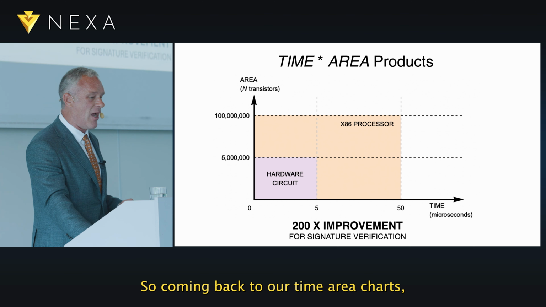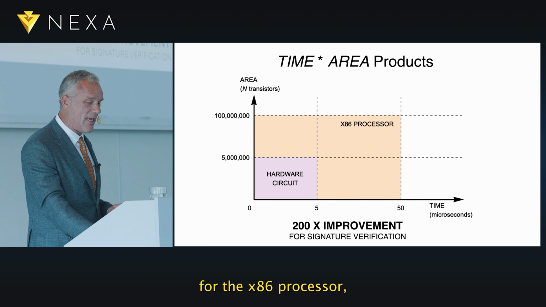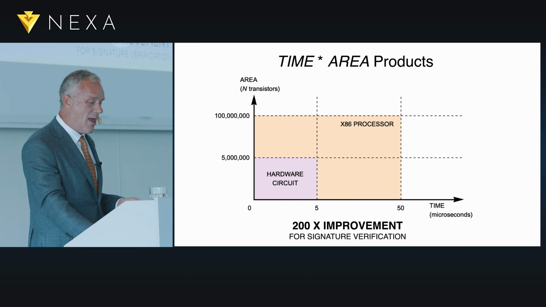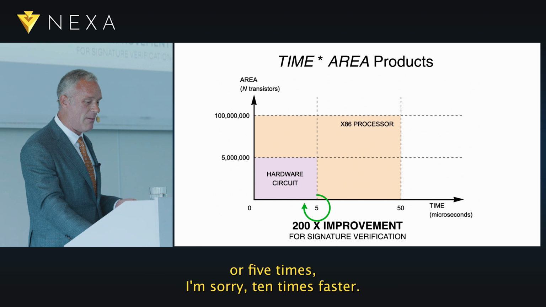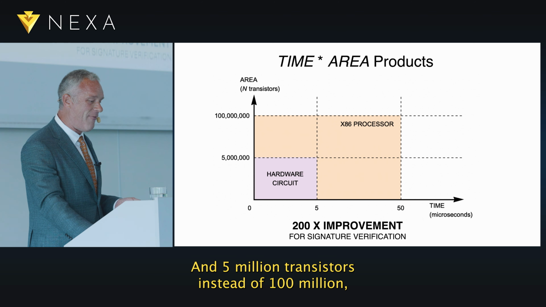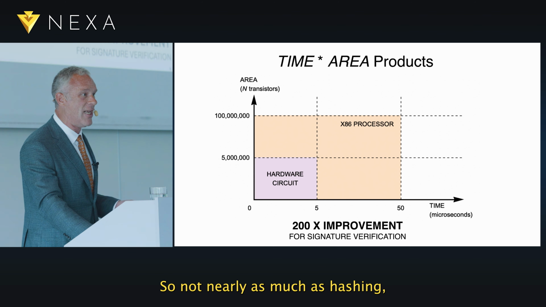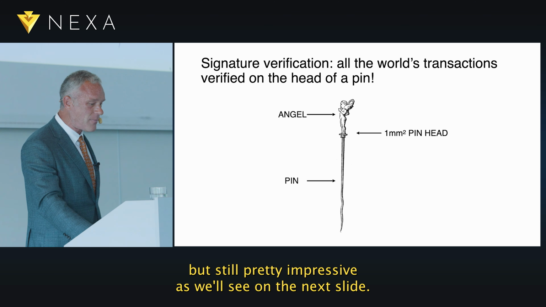So coming back to our time area charts, for the x86 processor, it takes about 50 microseconds to do a sig check. Our solution takes 5 microseconds, so we're 10 times faster. And 5 million transistors instead of 100 million, 20 times smaller, for about a 200-time improvement. So not nearly as much as hashing, but still pretty impressive, as we'll see on the next slide.